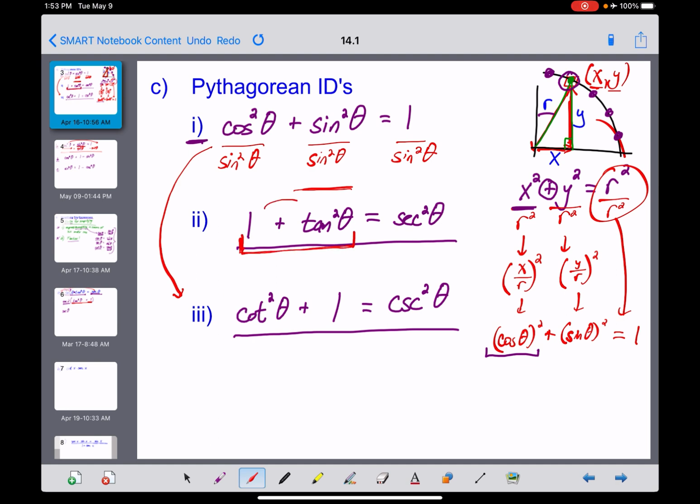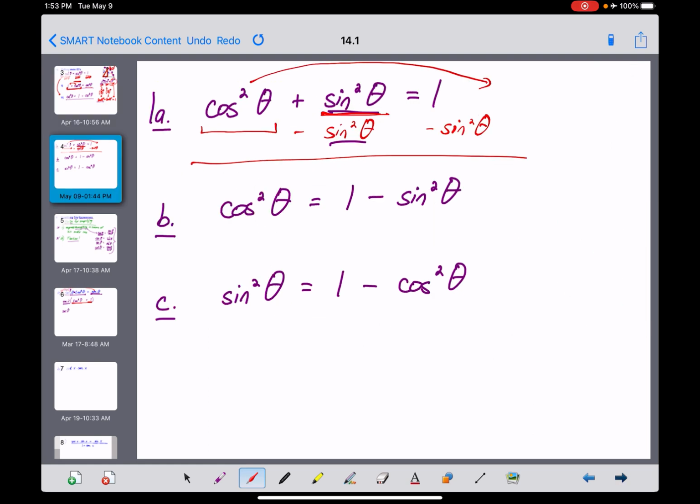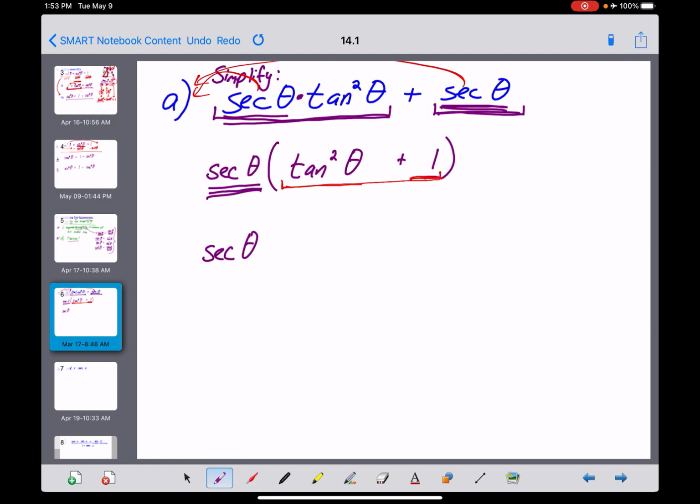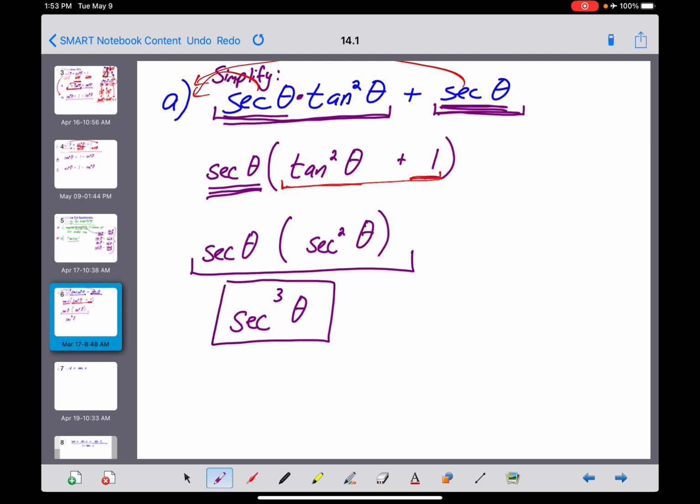And of course, remember, the order of addition does not matter. 1 plus tangent squared of theta can be replaced by secant squared of theta. So everything in the parentheses now becomes secant squared of theta. And now we try to simplify this if we can. Secant of theta times secant squared of theta. Well, that's 3 secants right there. This is now going to be secant cubed of the same angle theta, and there's nothing else you can do to simplify that, guys. That would be our answer.